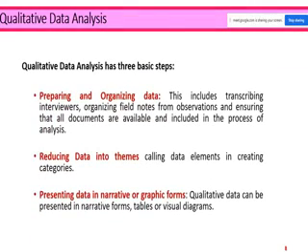Now, qualitative data analysis has three basic steps. Preparing and organizing the data is the first step. This includes transcribing interviews, organizing field notes from observations, and ensuring that all documents are available and included in the analysis. The second step is reducing the data into themes, coding data elements, and developing categories. The third is presenting data in a narrative or graphical form. Since the data is non-numeric, presentation is sometimes very difficult. Generally, presentation is done in a short time frame with very specific description. It is the researcher's responsibility to decide how to present qualitative data. Sometimes diagrams are used, sometimes tables. These are the three basic steps of qualitative data analysis.